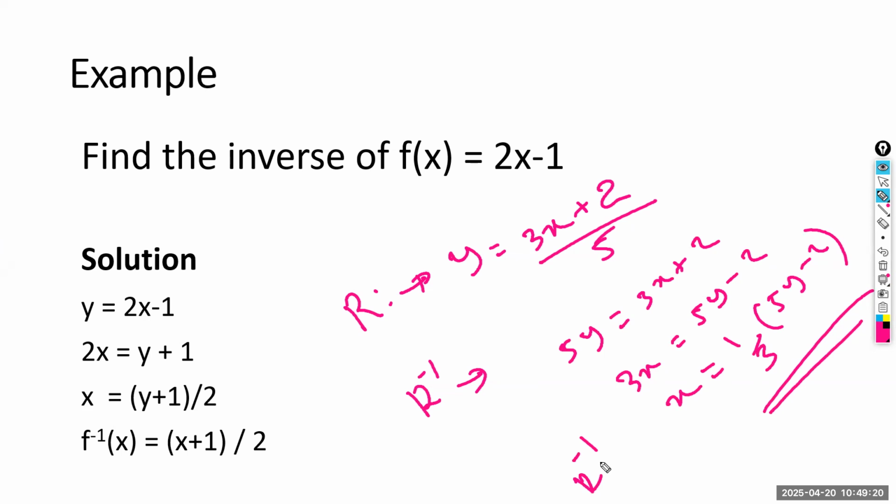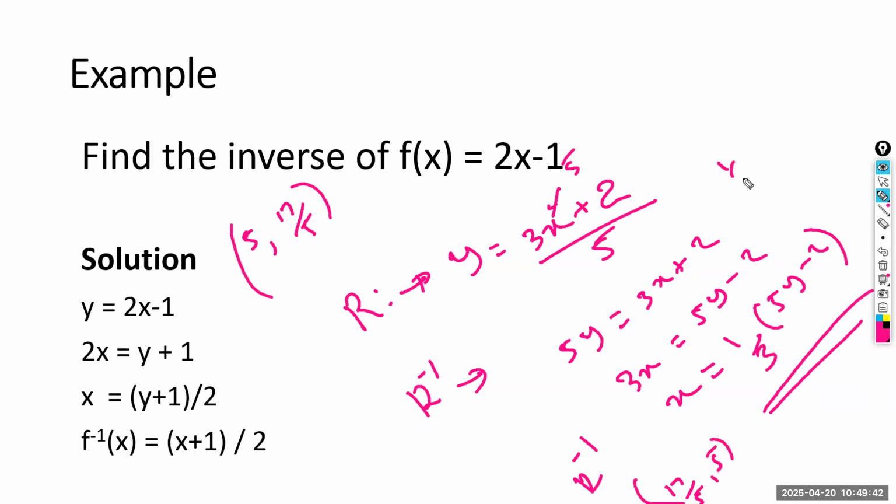If you want to double check, of course you don't need to, but if you really want to double check, say when x is 5, 5 into 3 is 15. 15 plus 2, 17. 17 divided by 5. So that means here, if I add 17 divided by 5, I must get 5.